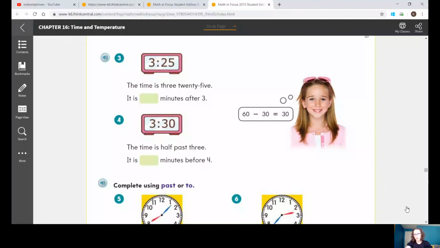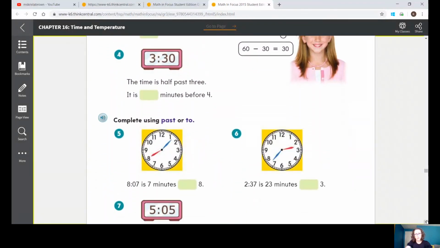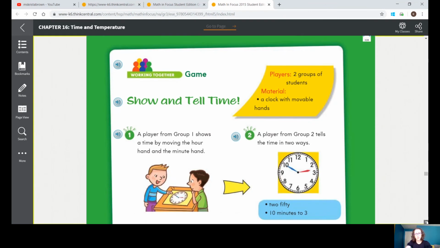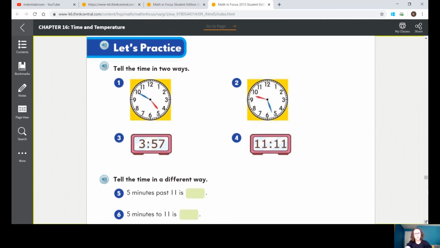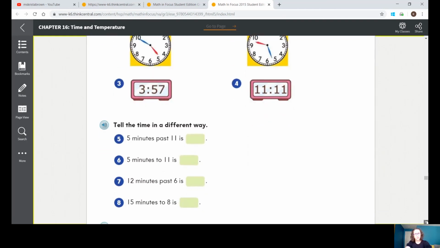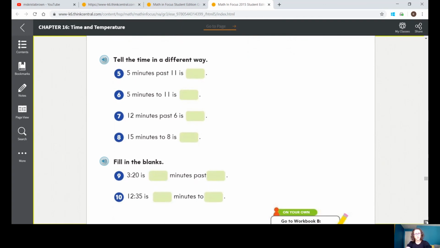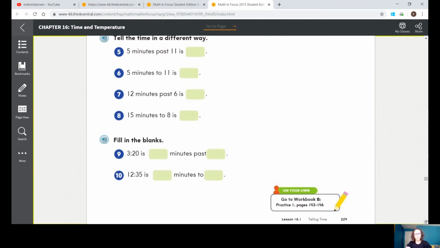So let me share my screen again so we can see where we're at here. You guys just did that. There was the game that I was talking about if you've got a clock to use. And here's the let's practice. You will complete number 1 through 10. You don't need to write all of the words out. You just need to write your answers like you would in the green box. I mean, you can't write in your book, but the answers that would go in the green box would go in your math notebook.